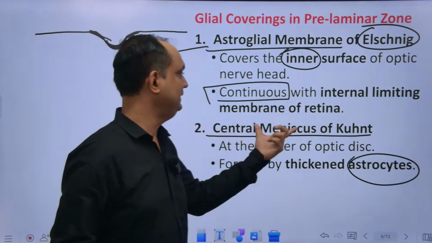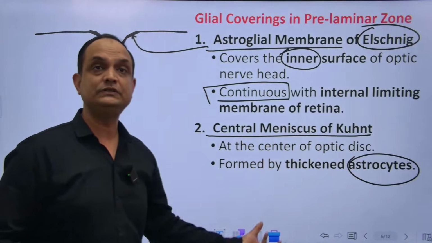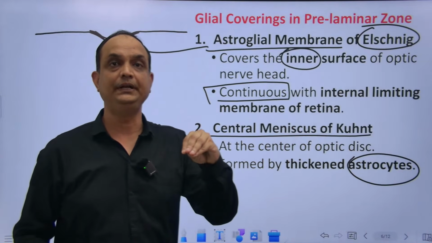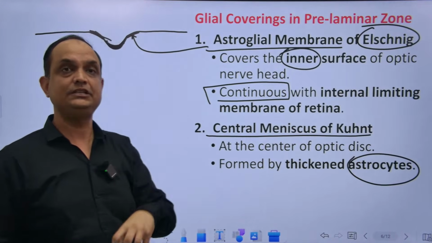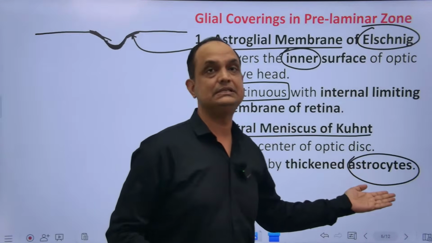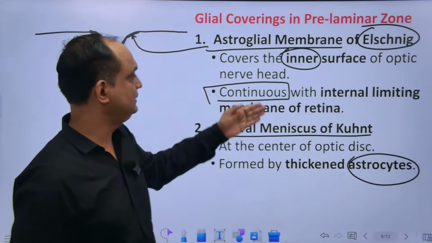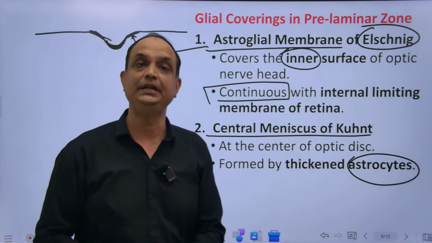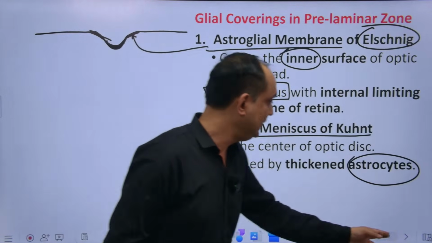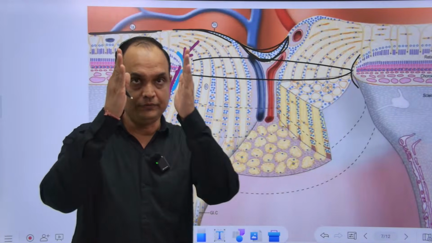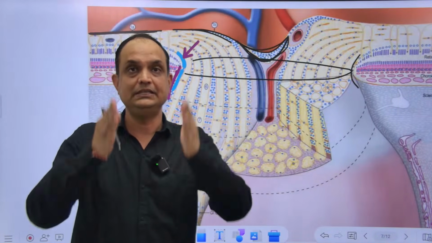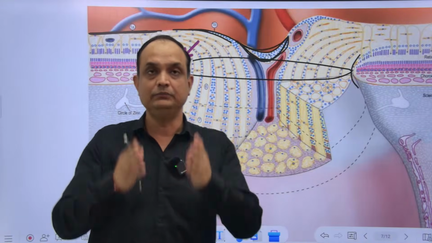What is the central meniscus of Kuhnt? It is the thickest part of the internal limiting membrane in the center. And this center portion is thickest because it has the highest number of astrocytes. So these both are actually modifications of the internal limiting membrane of the retina. And how do the 3 layers of the eyeball remain separated from this canal, or you can say the optic head, or from the optic nerve?